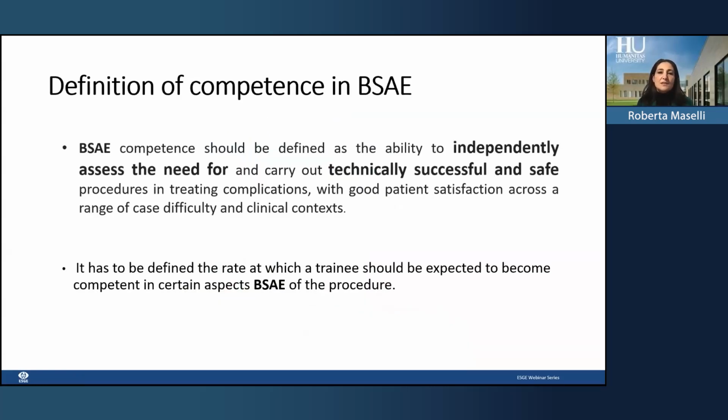So focusing on the first, we defined competence as the ability to independently assess the need for and carry out a technically successful and safe procedure, treating complications or adverse events with good patient satisfaction across a range of case difficulties and clinical contexts. And then we have to define the rate at which a trainee should be expected to become competent. So we should talk about numbers. And when we face the numbers phase, it's not a joke, we really disagree. So still the exact number is not clear.